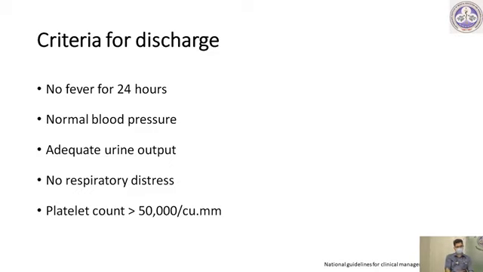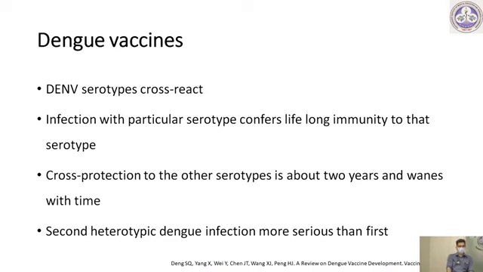Dengue serotypes cross react with each other. Infection with a particular serotype confers lifelong immunity to that particular serotype. However, cross protection to other serotypes is only about 2 years and wanes over time. So, a second heterotypic dengue infection will be more serious than the first infection and may lead to severe dengue hemorrhagic fever or shock syndrome.